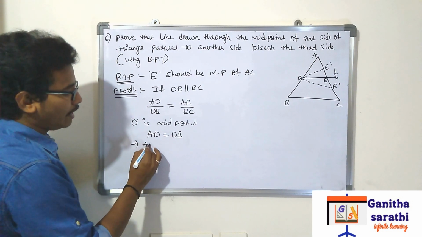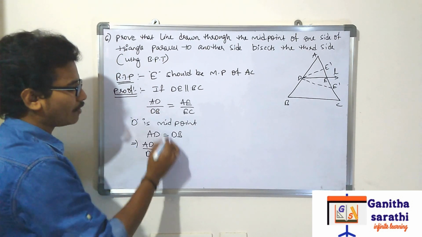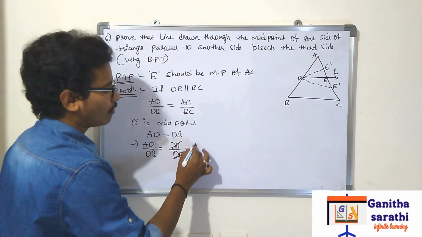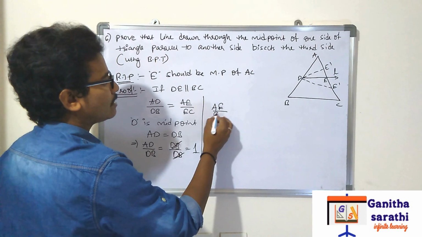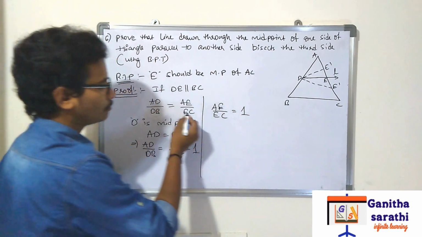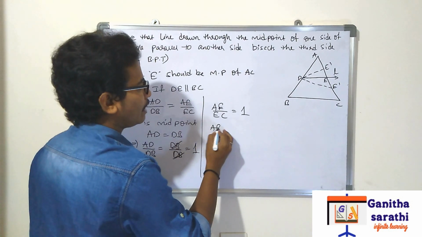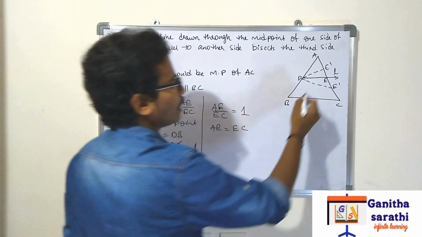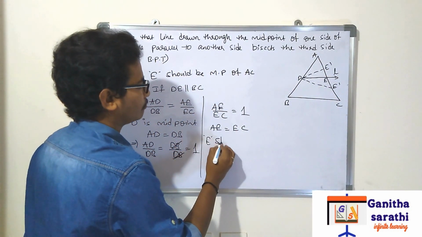Then AD by DB, in the place of AD what can you write? DB by DB. DB by DB means what? 1, okay? Now what can we write? AE by EC is equal to 1, no? Got it? AE by EC equal to 1. Now AE equal to what? EC into 1, EC. So AE is equal to EC means definitely E should be the midpoint.